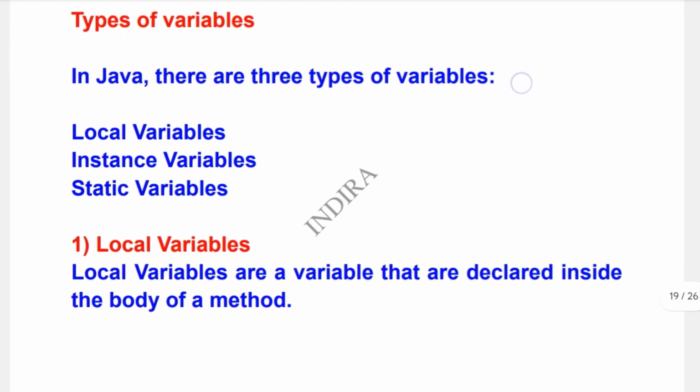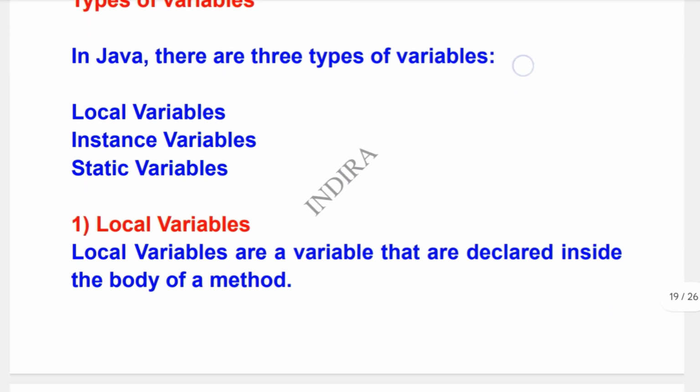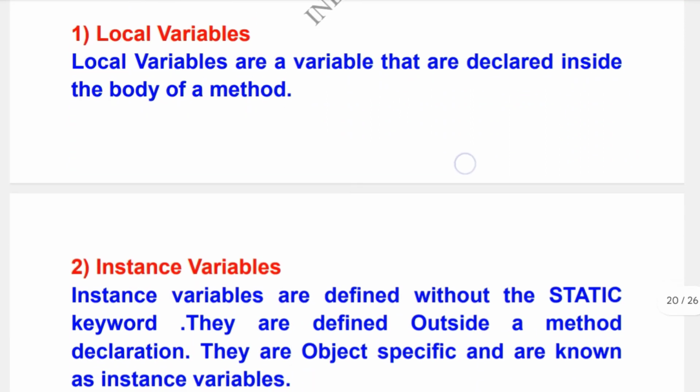Local variables are variables that are declared inside the body of a method. So inside the structure of Java, it consists of the body of the method, and in that portion local variables are declared. If we declare these variables outside the body of the method, it shows an error. So within the body of the method you must declare the local variables.